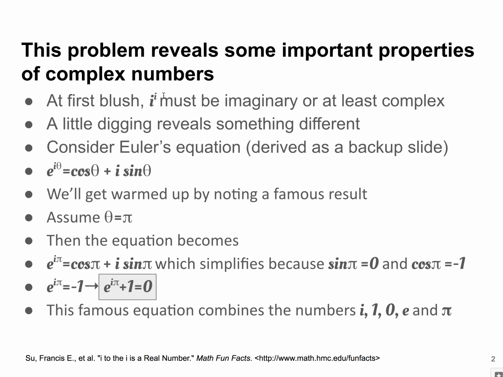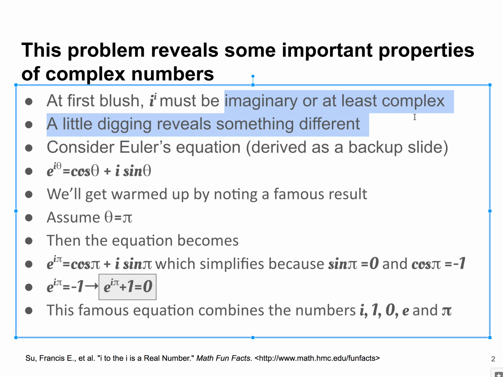So, i to the i, lots of people think it must be imaginary or at least complex. That is, some combination of real and imaginary. Turns out it's neither of these. It's neither real, imaginary, nor complex. And we start with this famous equation. This is Euler's equation. It has some other names, but this is the name I've adopted.